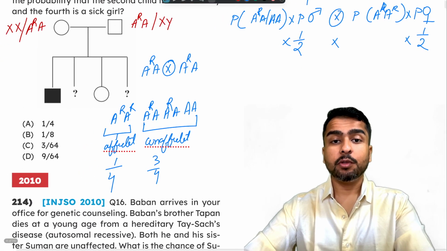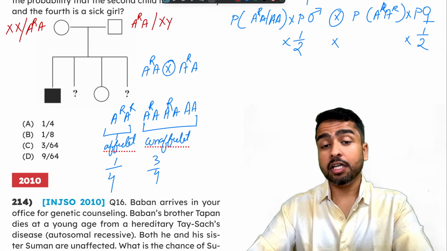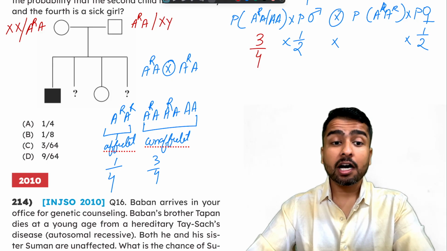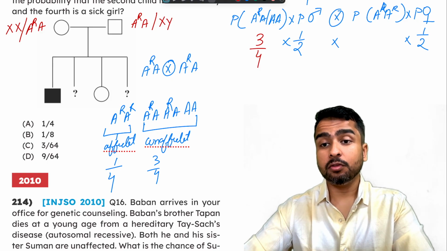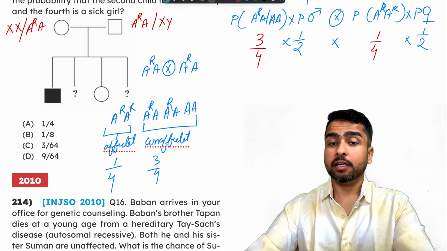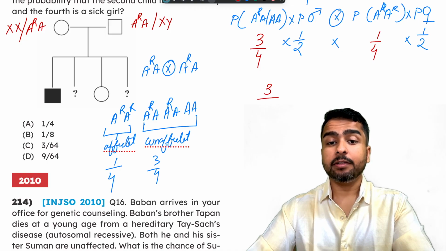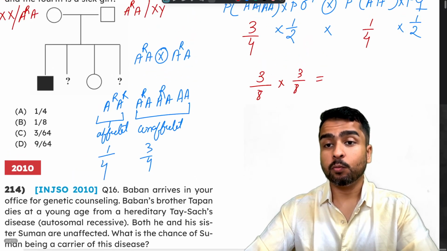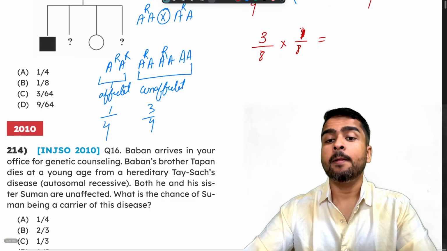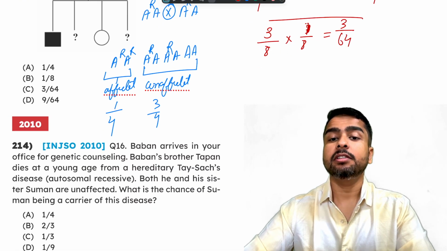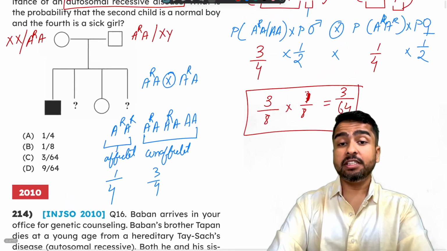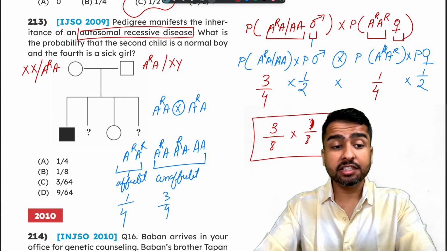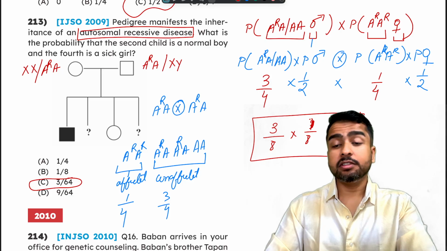Okay. So the equation says probability of ARA or AA, we see that is 3 by 4. The probability of AR, the affected would be only 1 by 4. Now if you do the multiplication, 3 times 1 by 8 multiplied by 1 by 8, and that comes, sorry, 1 times 1 by 8, my bad, and that comes out to be 3 upon 64. So what is the probability that the second child is a normal boy and the fourth child is a sick girl? That would be 3 upon 64.